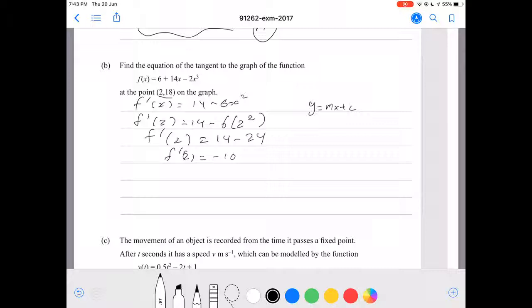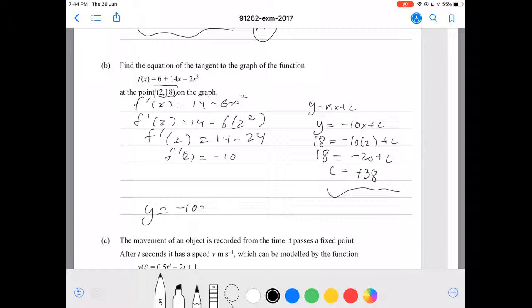So we can rewrite our equation as y equals negative 10x plus c. Now we can substitute our point (2, 18) in order to find our c value. Our tangent passes through (2, 18), so 18 equals negative 10 times 2 plus c. 18 equals negative 20 plus c. C therefore equals positive 38. And therefore you rewrite your final equation as y equals negative 10x plus 38. This will get you a merit grade here.